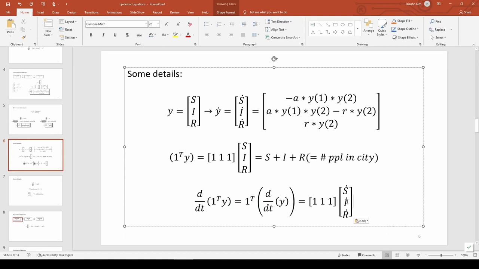By the way, whenever you see a column vector being multiplied by a row vector of 1's or vice versa, it just means you sum the contents of that vector. In this case, 1ᵀ dy/dt is the sum of ṡ, İ, and ṙ. If we sum this vector, we'll find that every term cancels out, so the sum is actually 0.